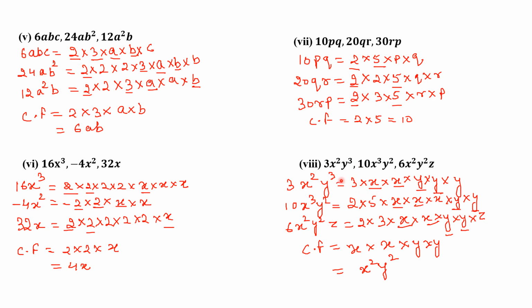Now to find the HCF of the variable, the variable which is having the lowest power will be the HCF. So if you see, the lowest power of x is 2. And in the same way for the variable y, the lowest power of y is also 2. So that's why the common factor I got is x square into y square. So this is question number 1.